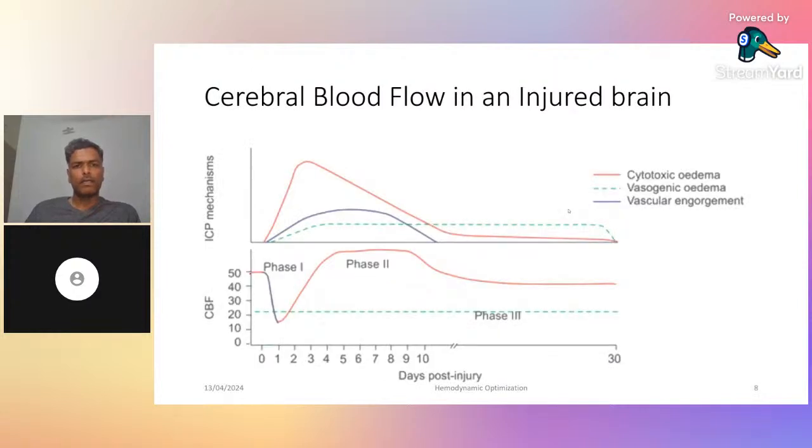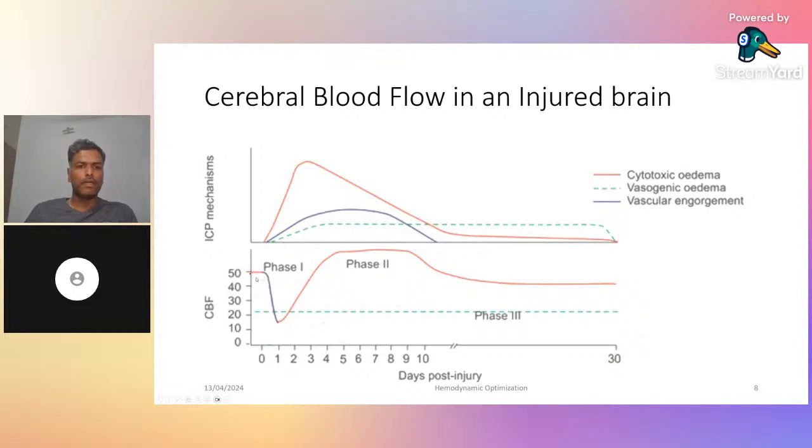Next is that once a brain is injured, it's not like the pressure will always remain passive and we always have to maintain a very narrow range or very high blood pressure. It doesn't stay constant. The pathophysiology of each injured brain is slightly different. So this is a common example which I show for traumatic brain injury.